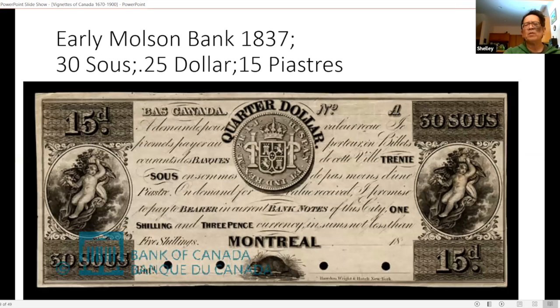Here is a private bank, an early Molson Bank. You've got 3 different types of currencies: 30 sou, $25, and 15 piastres. So this is an amazing note. Of course, the Molsons were a big family agriculturally, and then they were a big brewery family, and they produced beer.